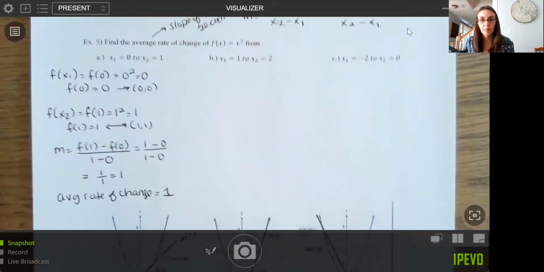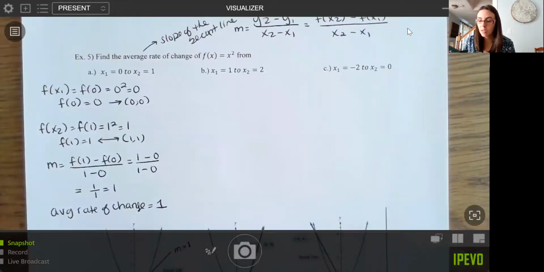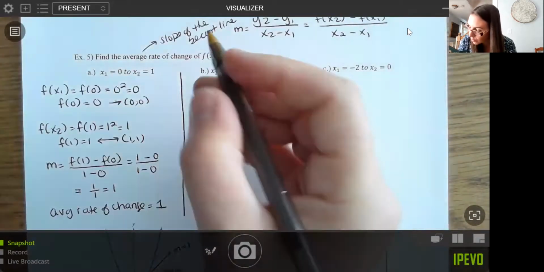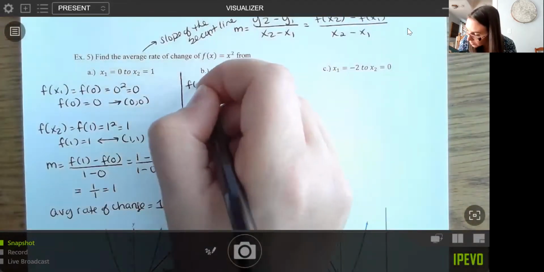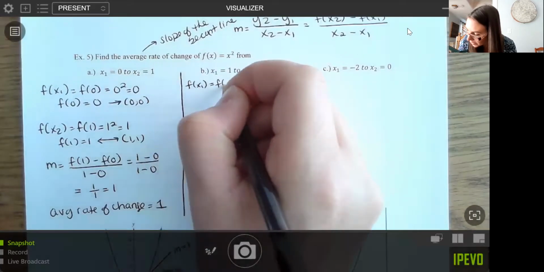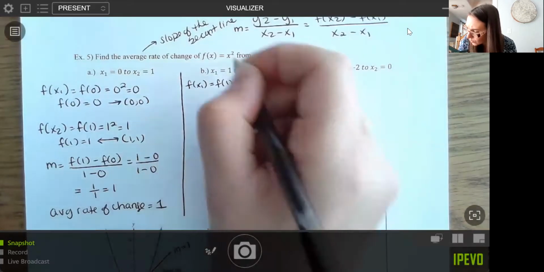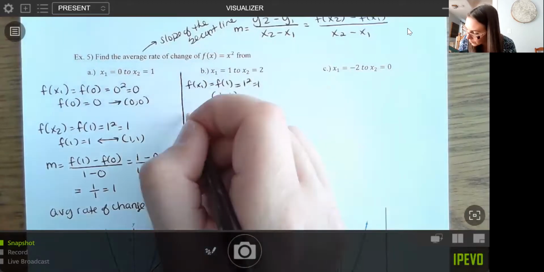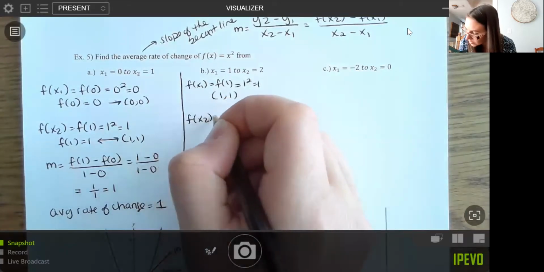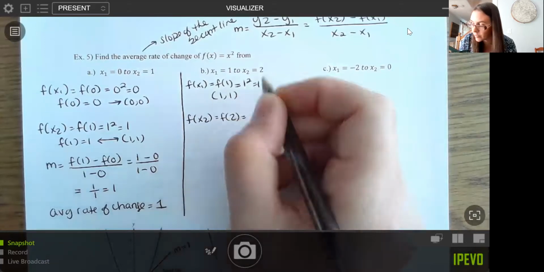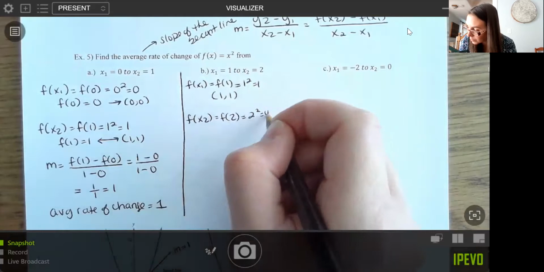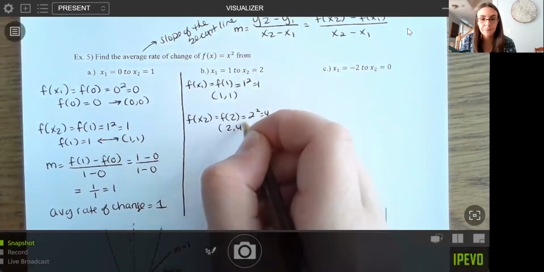All right, let's do another one. The first thing you need to do is find those y values. So we're going to find f of x1 here, which is f of 1. You're just plugging in 1. We already did this one. 1 squared is 1, so you have the first point (1, 1). Now we're going to find x2, but our x2 value is 2. They're just telling you what your x values are. So plugging it in, I get 2 squared is 4. So my second point is (2, 4).